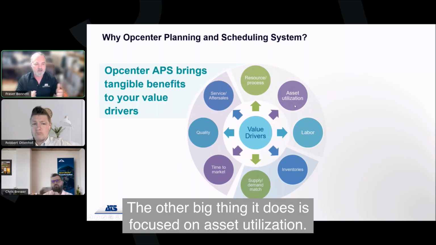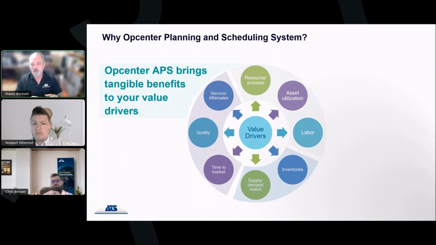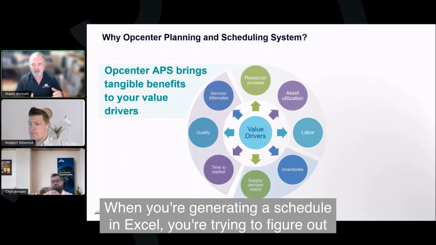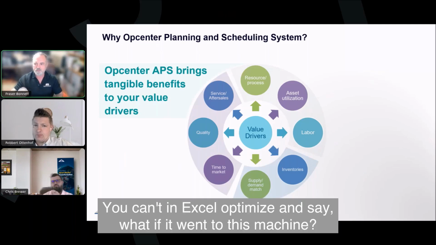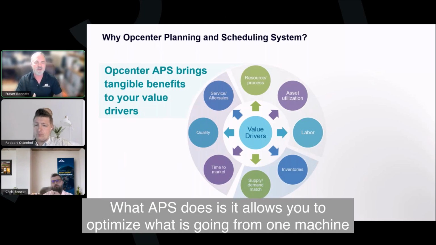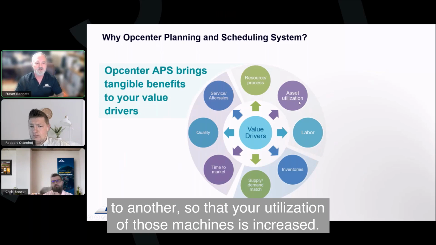The other big thing it does is focused on asset utilization. When you're generating a schedule in Excel, you're trying to figure out where does a job go from this machine to that machine to the next machine. You can't in Excel optimize and say, what if it went to this machine? What if it went to that machine? What APS does is it allows you to optimize what is going from one machine to another so that your utilization of those machines is increased.